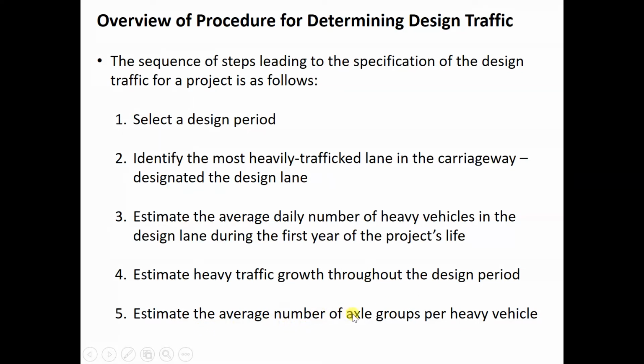Estimate the average number of axle groups per heavy vehicle. There are so many types of heavy vehicles with different axle groups, ranging from 2 axles to possibly more than 10 axles. So what's the average number of axle groups per heavy vehicle? If you've got so many heavy vehicles, we just multiply by the average axle groups.